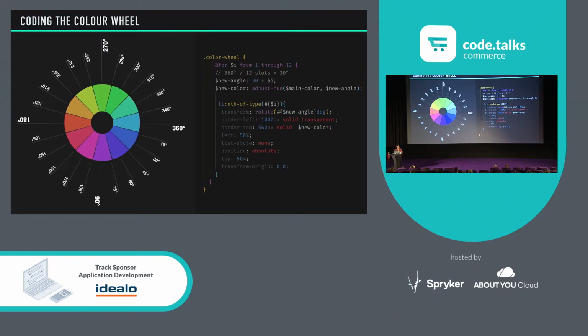Then for the new color, I'm using this adjust-hue method that comes built in with Sass. And I'm using the same new angle to rotate the main color until it reaches the new position.